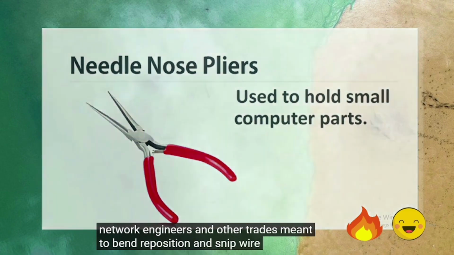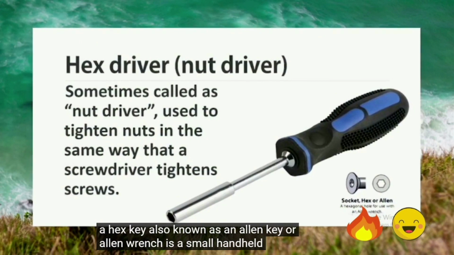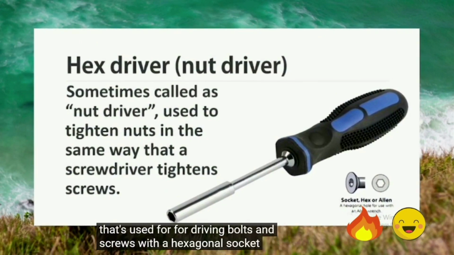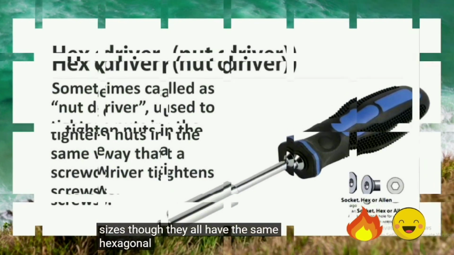snip wire. A hex key, also known as an Allen key or Allen wrench, is a small handheld tool that's used for driving bolts and screws with a hexagonal socket. They are available in many different sizes, though they all have the same hexagonal-shaped tip.